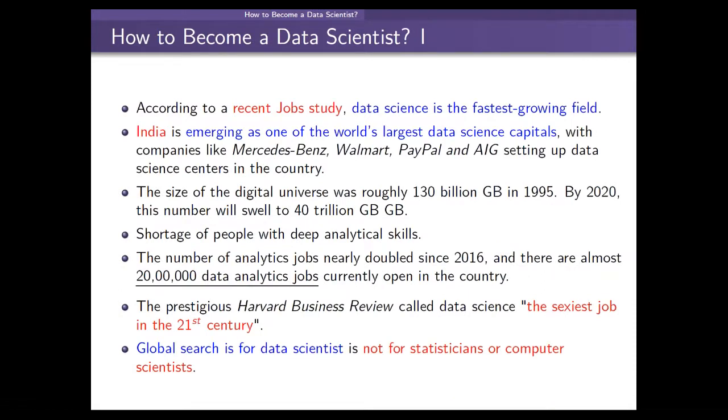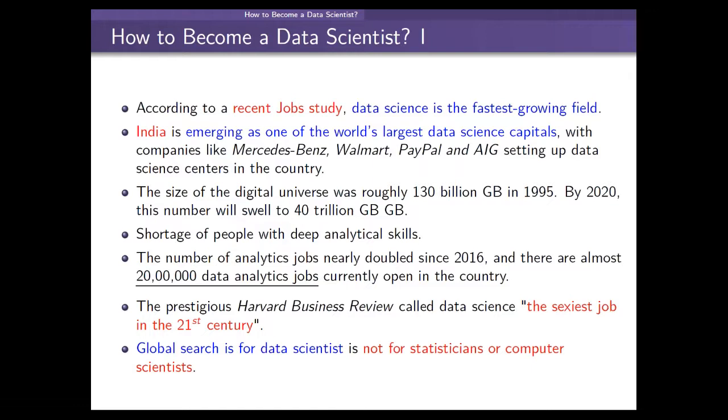As you know, data scientist is a very important role today in the market. According to a recent job study, data science is the fastest growing field. In India also, it has been emerging as one of the largest data science capitals. Most of the important companies like Mercedes-Benz, Walmart, PayPal, and AIG are moving to India to set up their data science centers. The world is struggling with big data, and the world has no skilled people who can handle it.